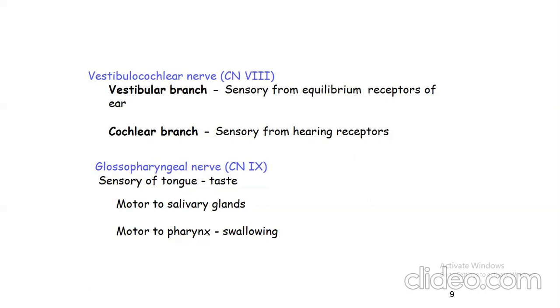Next one is cranial nerve 8, which is the vestibulocochlear nerve. In that, the vestibular branch is the sensory from equilibrium receptors of the ear and the cochlear branch is sensory from hearing receptors. Now next one is cranial nerve 9, which is the glossopharyngeal nerve, sensory for the tongue, which is taste, motor to salivary gland, motor to pharynx and the swallowing.